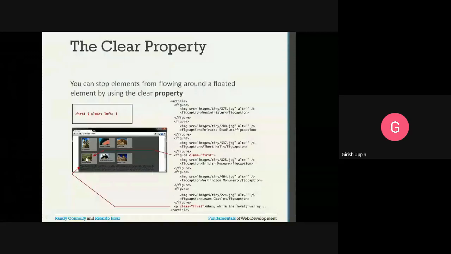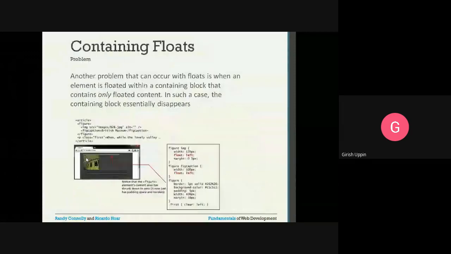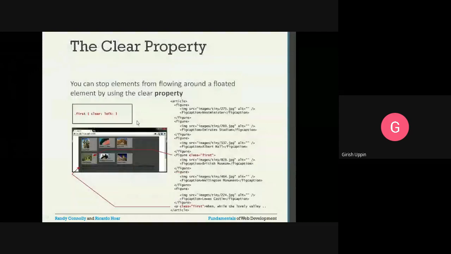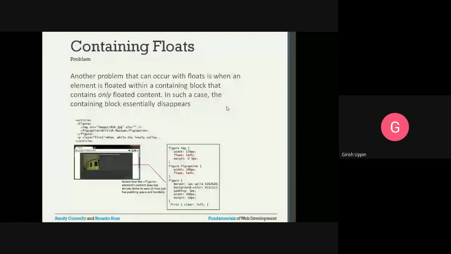Containing floats. Another problem that can occur with floats is when an element is floated within a containing block that contains only floated content. In such a case, the containing block essentially disappears. So this is one of the problems. What happens is, suppose you have one containing block, and inside the containing block you have only floated content. If you have only the floated content inside the containing block, then the containing block essentially disappears. Okay, so that is the problem.